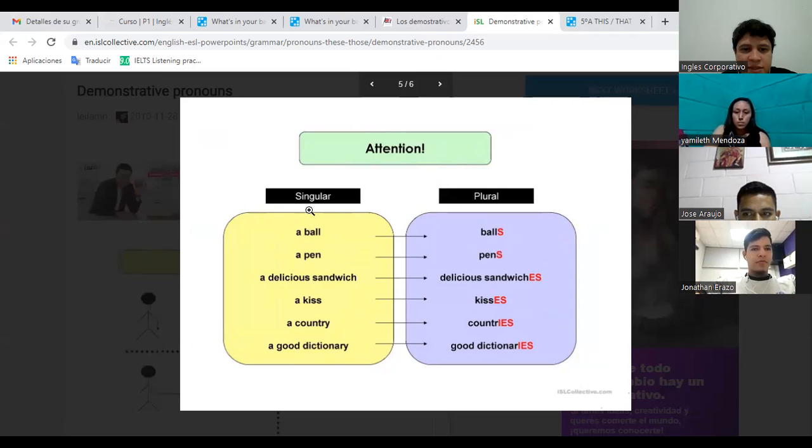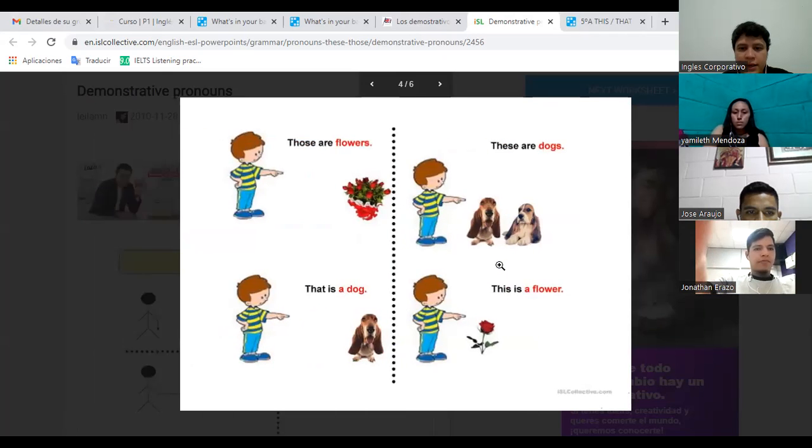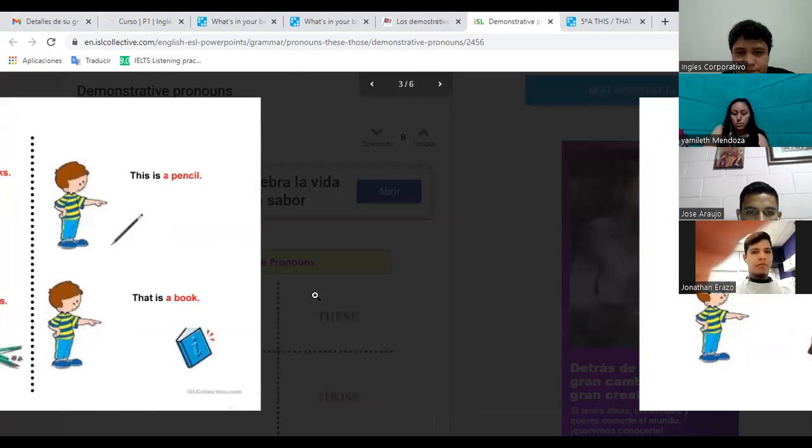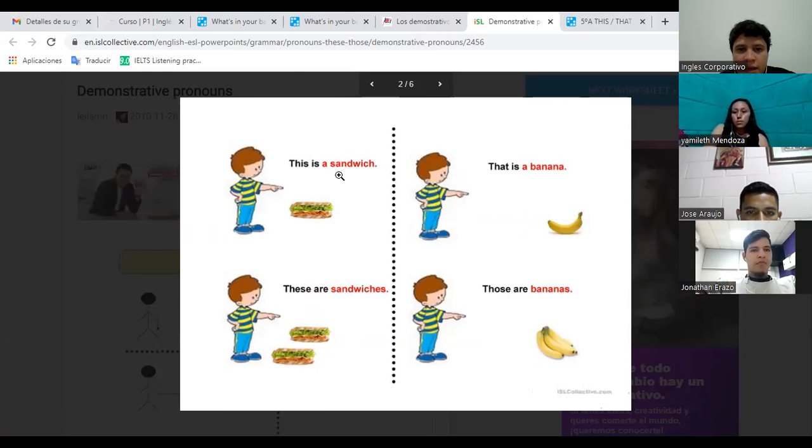So we have singular. Singular, una cosa, right? A ball. Plural, balls, okay? Le agregamos S, right? Cuando son plurales, le agregamos una S. A pen, pens. Por ejemplo, aquí, guys, in this one, okay? This is a sandwich. A sandwich, un sandwich, right? Por aquí, sandwiches, okay? Le agregamos la S, right? Al igual que bananas. Banana, bananas, you see?